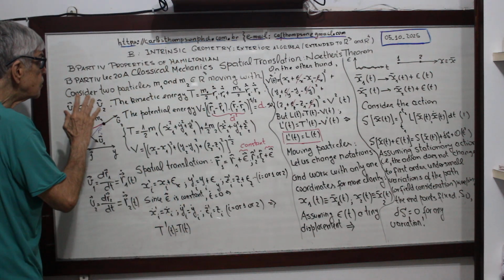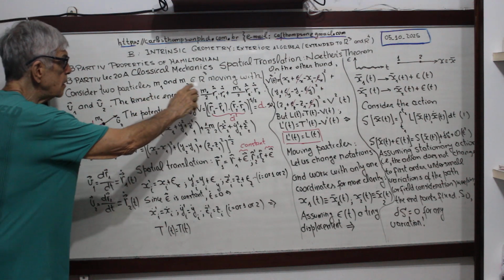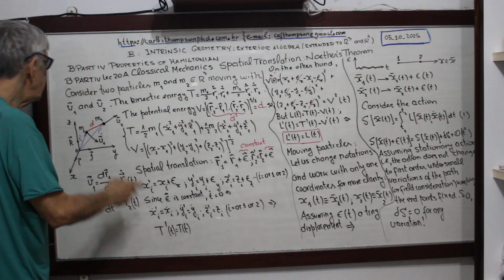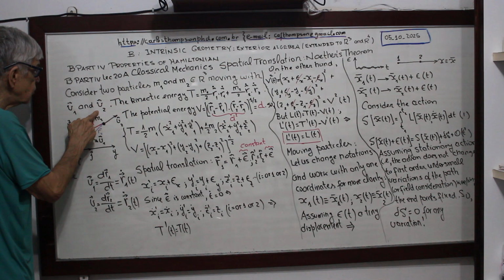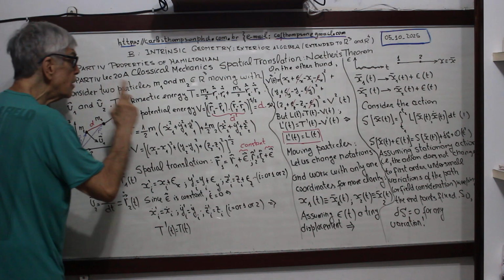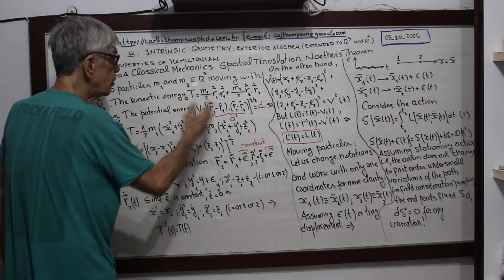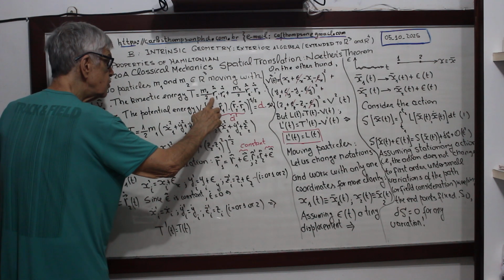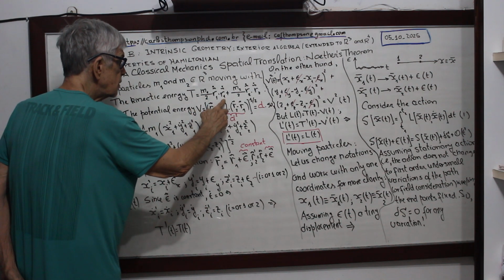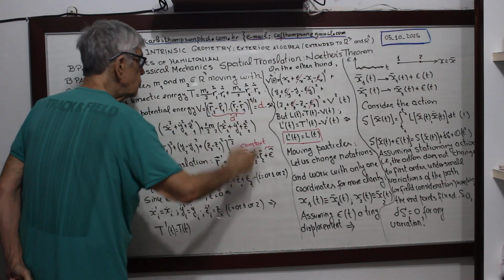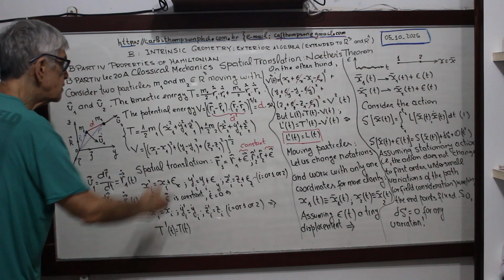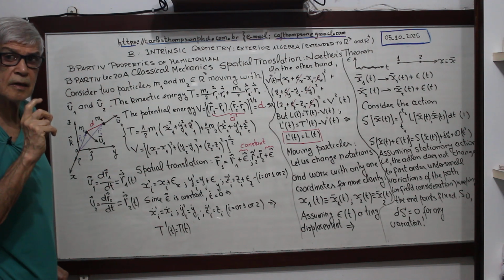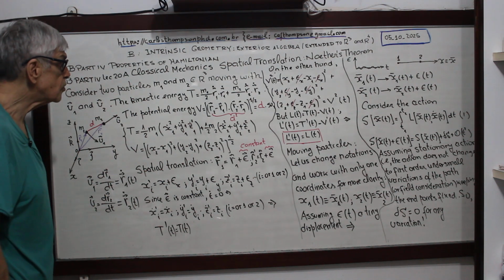Now, consider two particles, M1 and M2, belonging to Euclidean space R3, moving with velocities v1 and v2. The kinetic energy for these two particles is defined as written here, where these are the position vectors for particle 1 and particle 2. And the potential energy, attention now, depends on the distance between the particles.